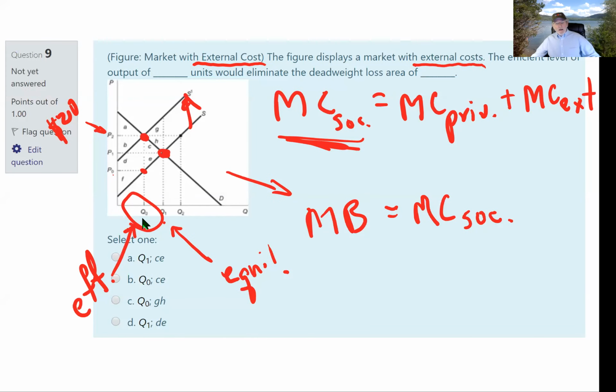Correction on that. I apparently was misreading the number here. That is Q0, not Q3. So the efficient quantity is Q0.